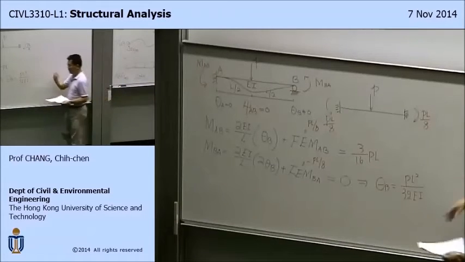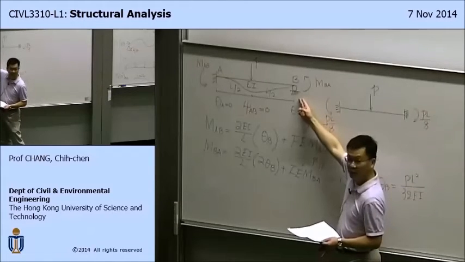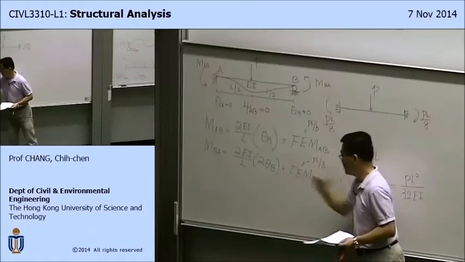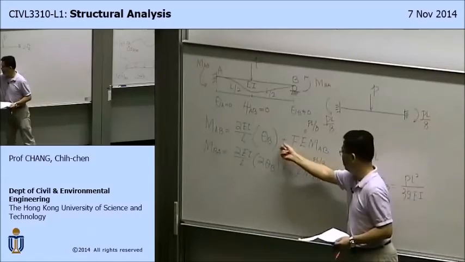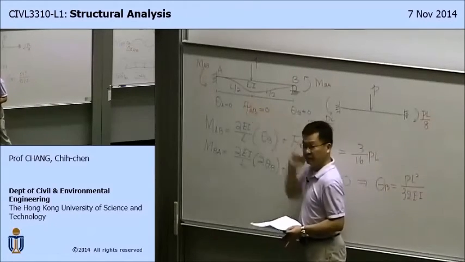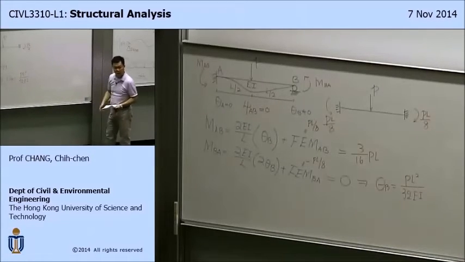All right, let me repeat again. You look at the boundary conditions. This is moment free, so you set that equal to moment free. The only unknown is theta b. You find theta b. You take theta b, substitute back in here, you get this value, which is MAB. Cool?